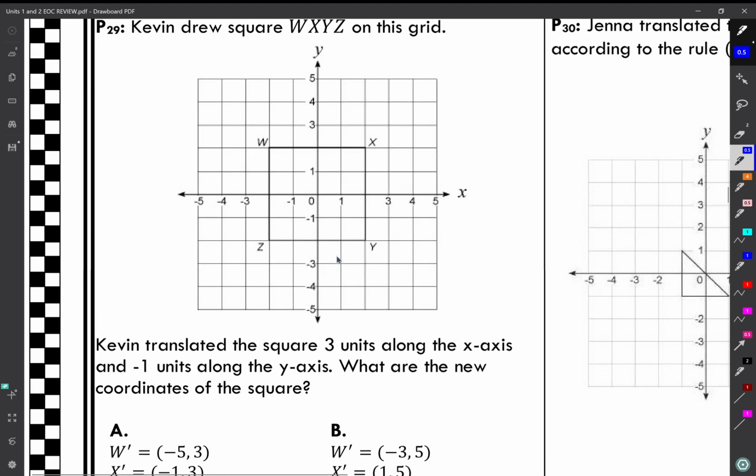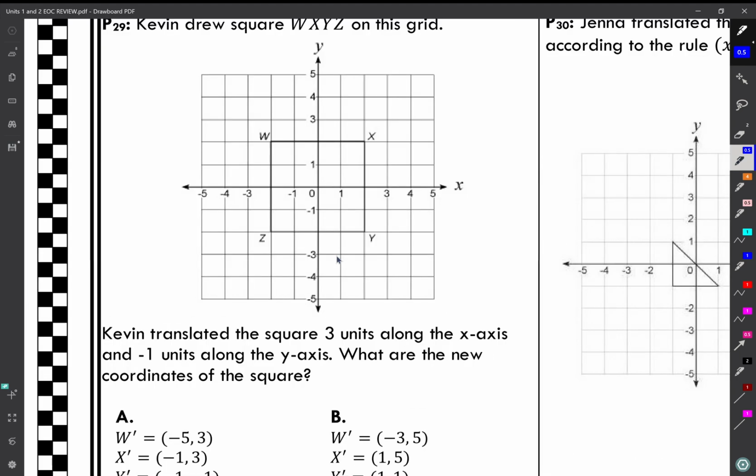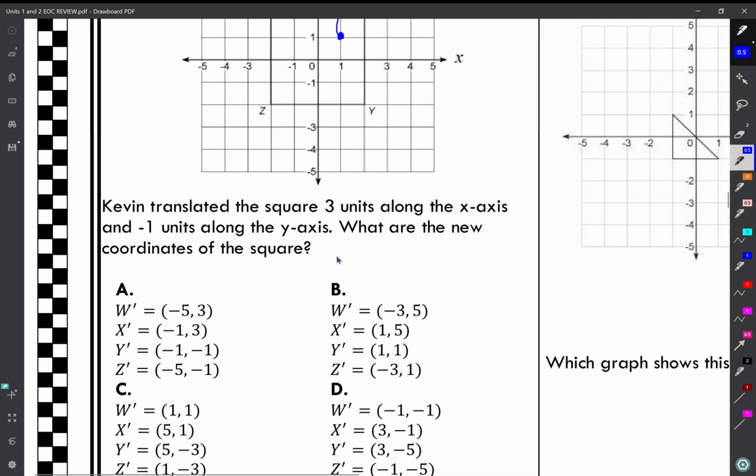Number 29. Kevin drew a square WXYZ on this grid. Kevin translated 3 units along the x-axis and negative 1 units along the y-axis. What are the new coordinates? So let's just look at W. W is going to go 3 along the x-axis. So 1, 2, 3. Over to the right, then we'll go down the y-axis, negative 1. So my new point for W would be 1, 1. The only one that has that is C, so I stop there. Boom.